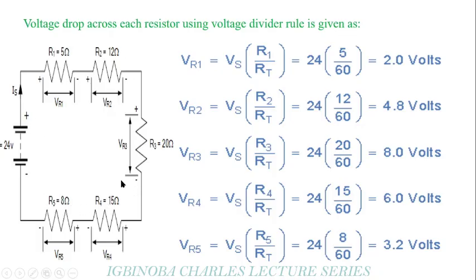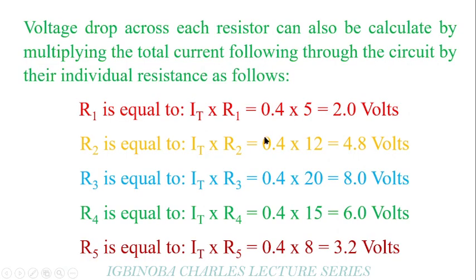By the time you have all the voltage drops, if you add them together, you get 24 volts. That's exactly what this is trying to explain. So VR1 is equal to IT times R1, which gives 2 volts. VR2 is equal to IT times R2, where IT is the total current flowing through the circuit. By the time you do VR5 equal to IT times R5, you get all the voltage drops across each point. So there are two ways to analyze this: either you use the voltage divider rule, or you just use Ohm's law by multiplying your current times your resistance.